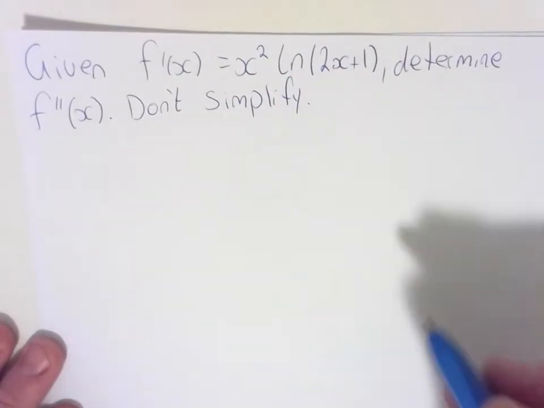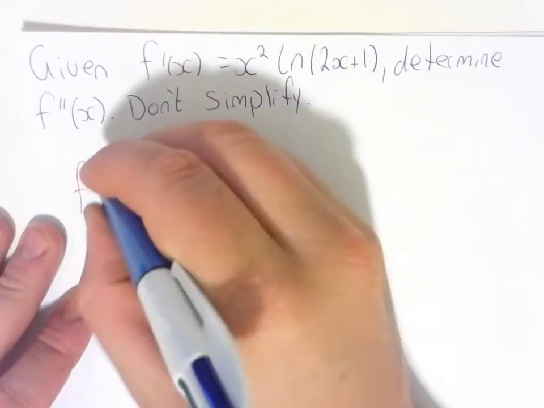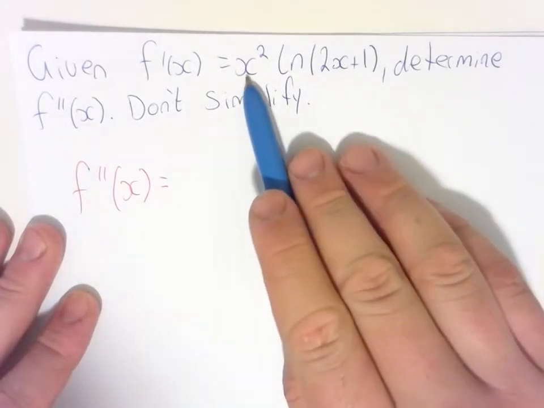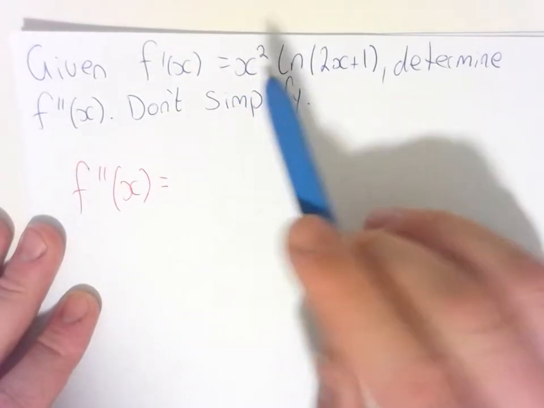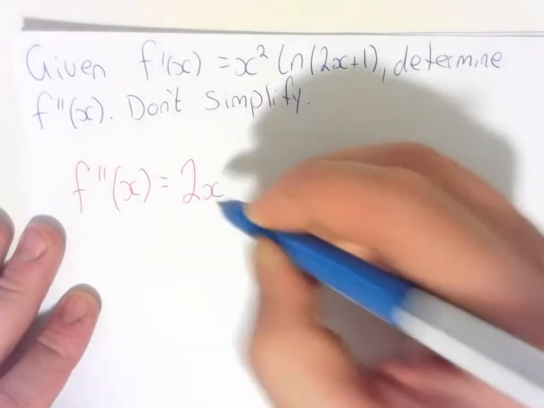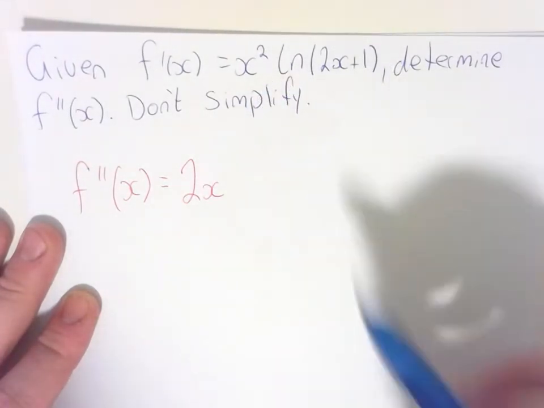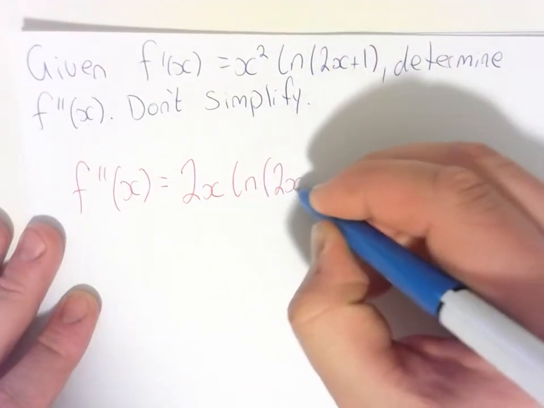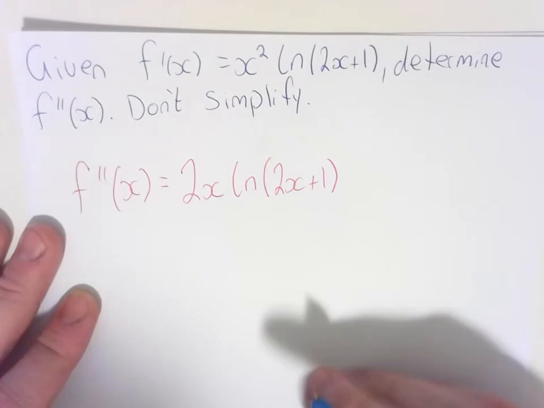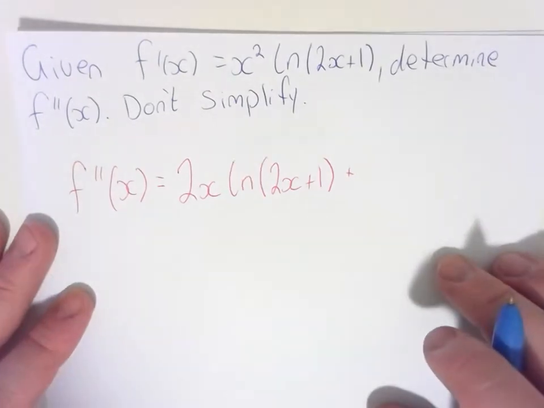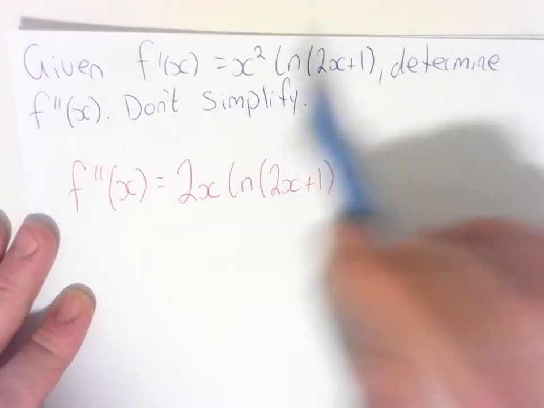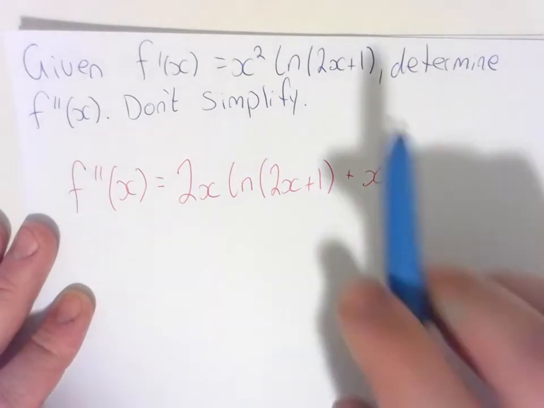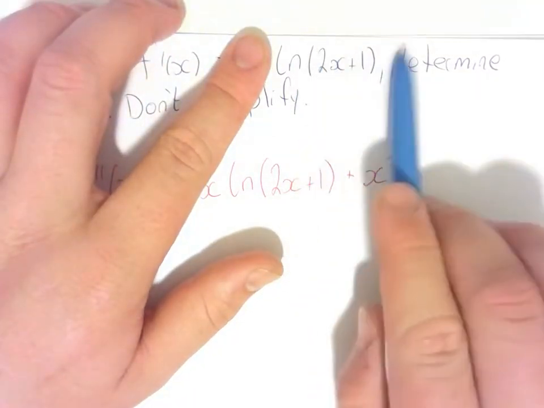Now remember, our product rule, we do f double prime of x equal to the derivative of our first part, so the derivative of x squared just becomes 2x, and then we multiply that by the original part, natural log of 2x plus 1. I then add that to, leaving this bit the same, x squared. Alright, and then I multiply that by the derivative of just this part here, just my second part.